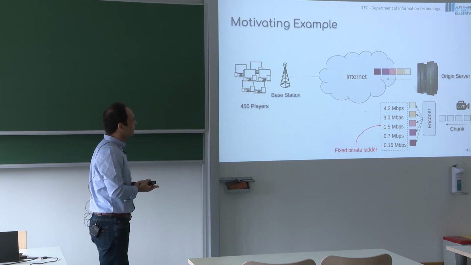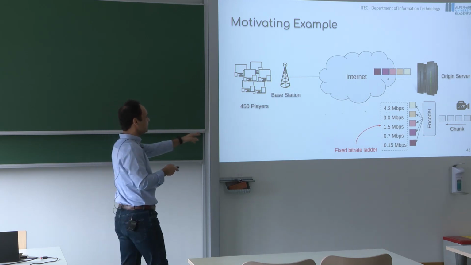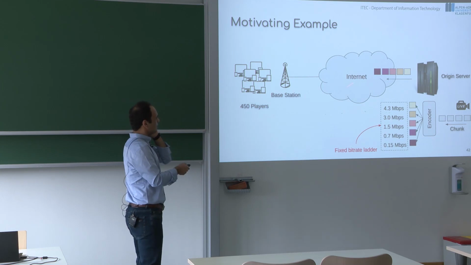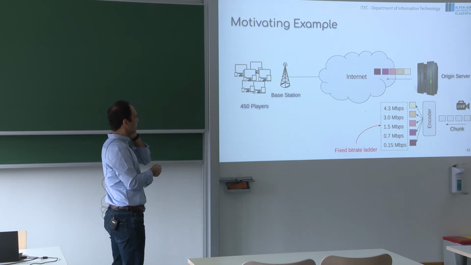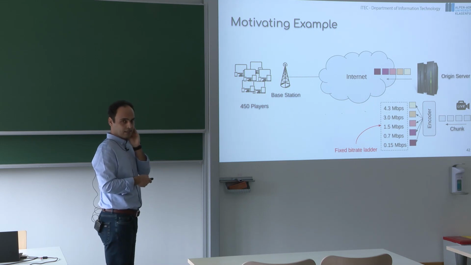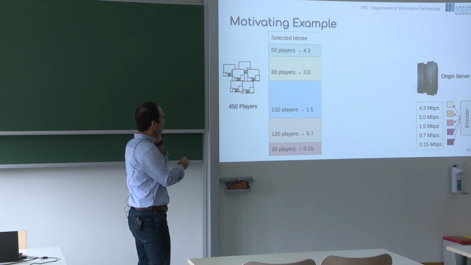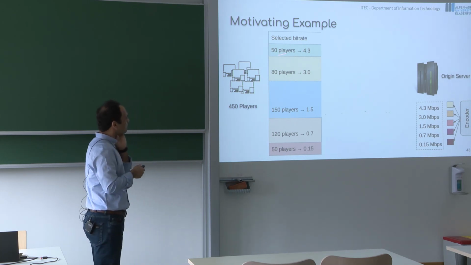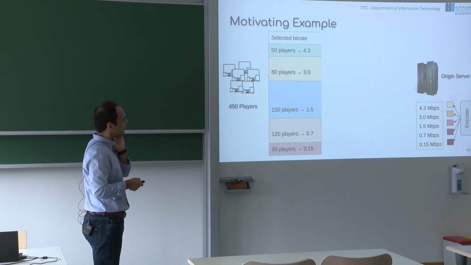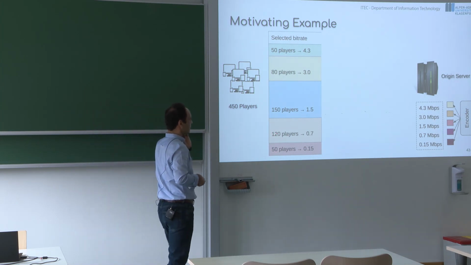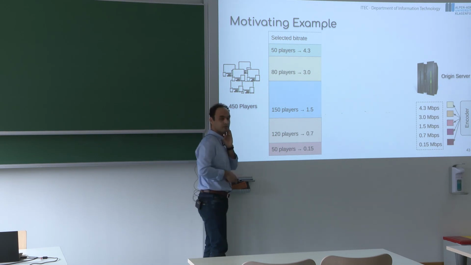Let's continue with the motivating example. In this motivating example, we set a fixed bitrate ladder, okay, and we are going to send the content to 450 players, for example. As you can see here, based on our motivating example, 50 players select 4.3, 80 players select this one, 150 players select 1.5, 120 players this one, and the 50 players select the lowest one, okay?